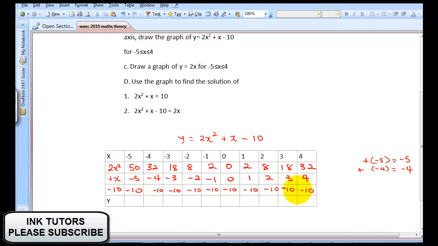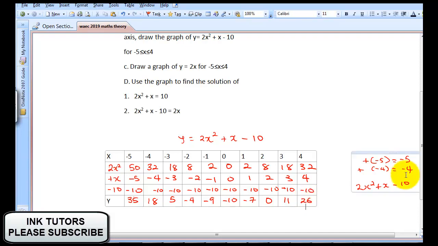The last one says y. Now, how do you obtain your y? You get your y by summing up 2x squared plus x minus 10. Now, we're going to sum up this value. So 50 plus minus 5 will give us 45. 45 plus minus 10 is going to give us 35. So this will be 32 minus 4. That will be 28. 28 minus 10 will give us 18. And this will be 32 plus 4. That's 36 minus 10 to give us 26.